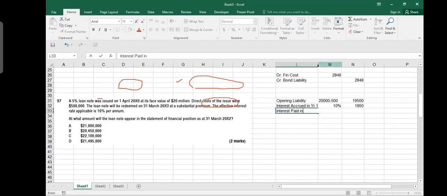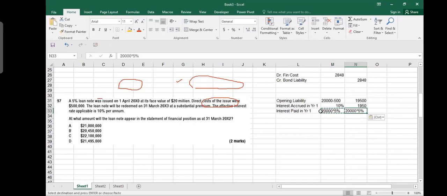Interest paid in year 1 will be 20 million into 5%. So how much does that make? This is what we have already paid. So the liability was this much, and this is what we paid. It is 1 million. So this is your closing liability, closing liability at the end of year 1.